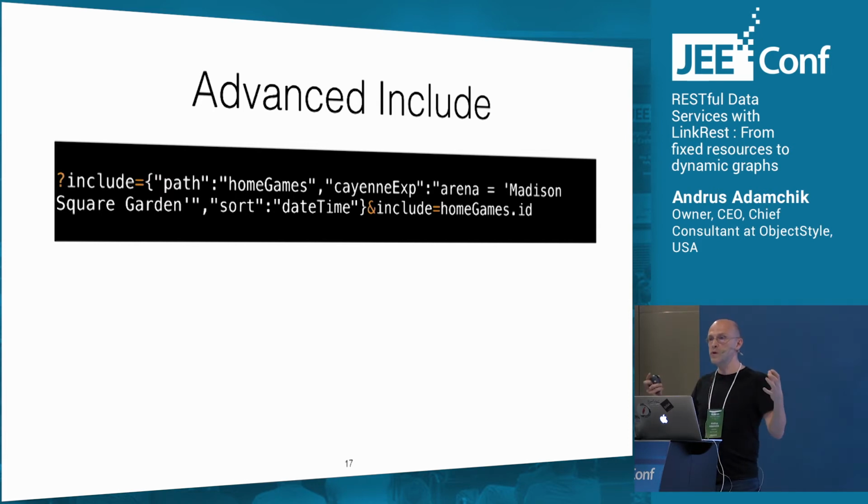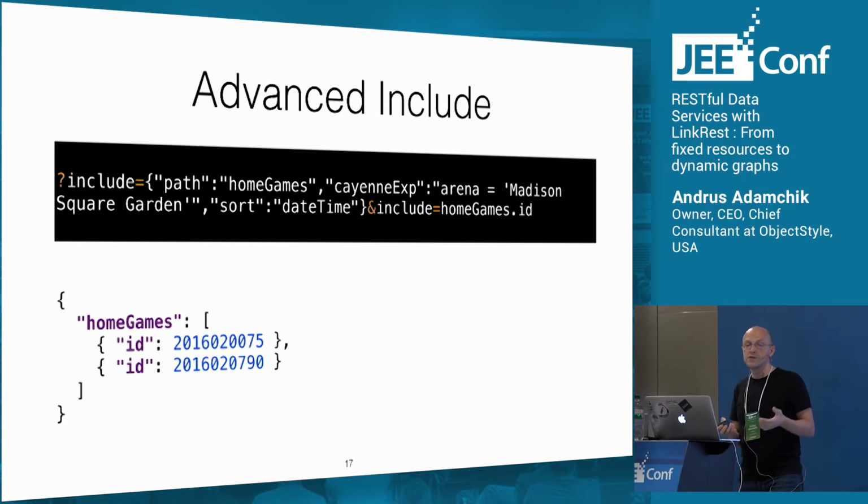So when we originally applied the Cayenne expression, we applied it to the main list. So you can apply it to every sub-list as well. You can apply a Cayenne expression for filtering, and you can apply sort for sorting. And the whole result won't fit with all the games, so I'm just showing home games and just showing the IDs of those games, and presumably they're filtered. So it's not 1,000 games in there.